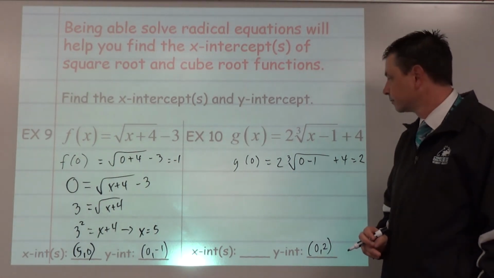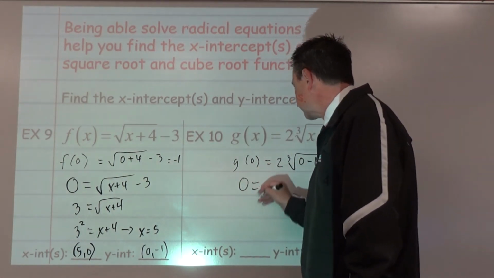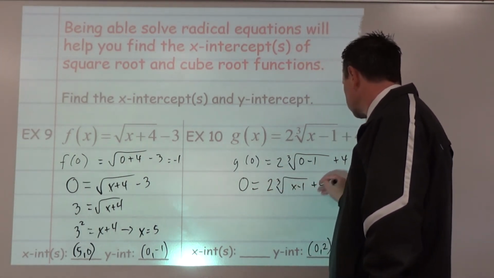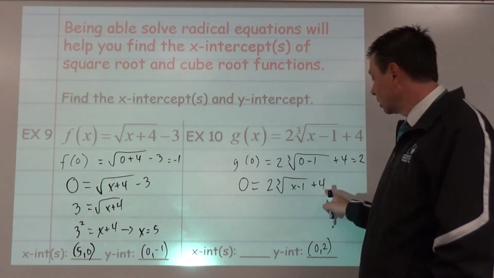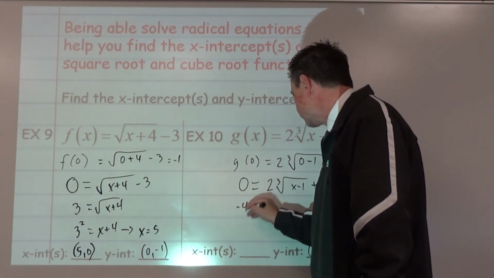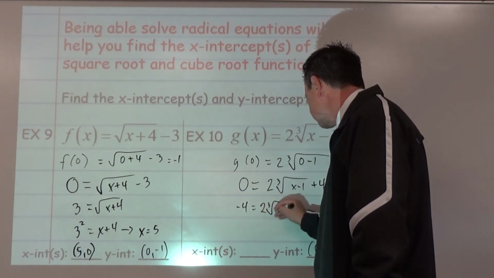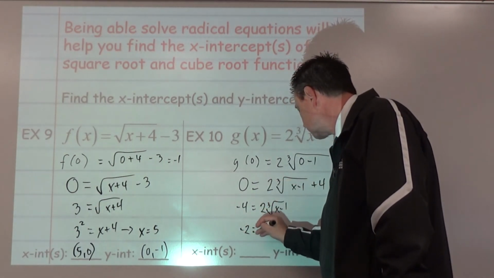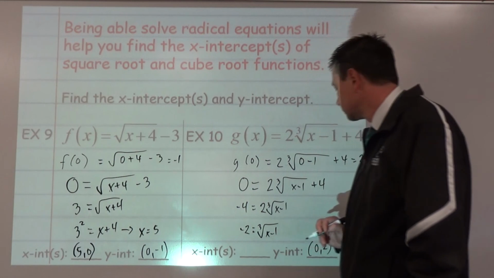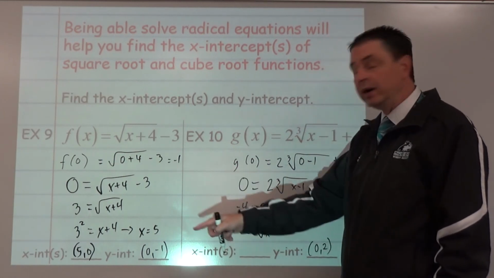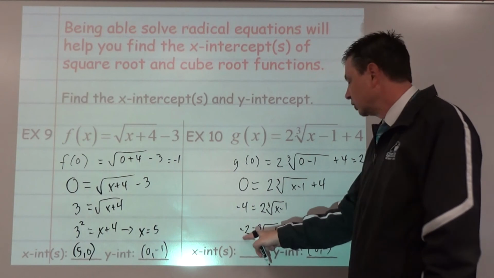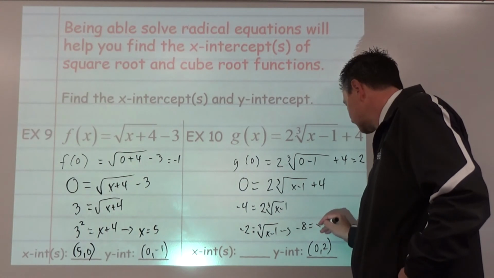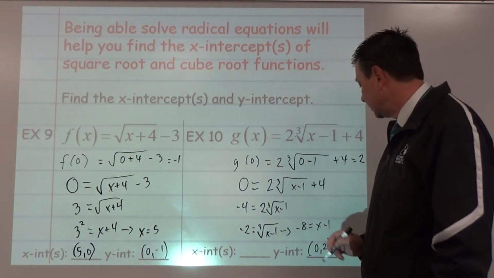All right, let's find the x-intercept, setting the function equal to 0. Subtract 4. We'll undo the addition first. Now let's get rid of the 2. Divide both sides by 2. Now we'll cube both sides. So -2 raised to the 3rd power is -8. If I add 1, I'm going to get -7.